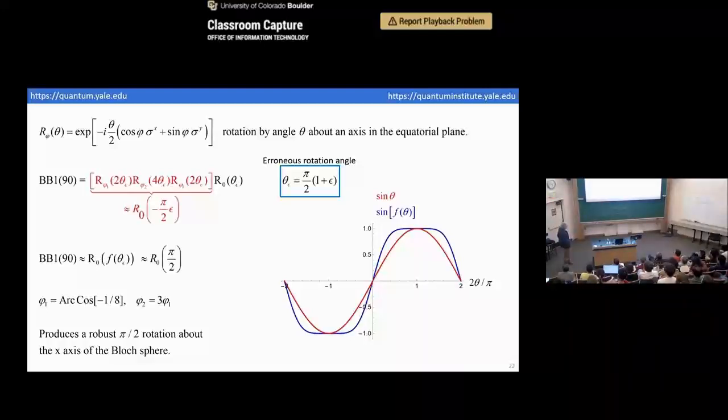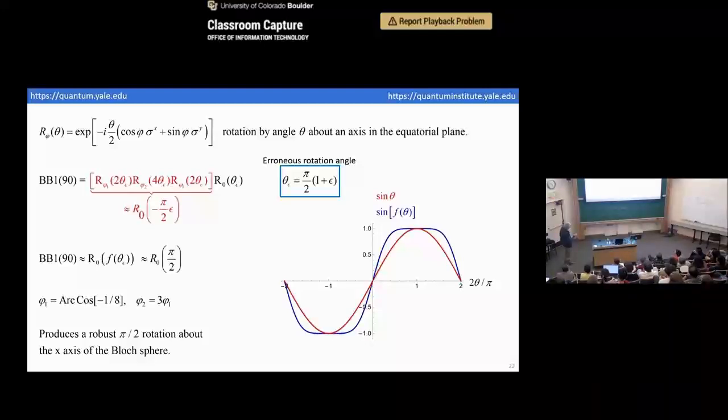Okay, so this is called the BB190 pulse that Wim Paris invented because it's a particular broadband one. It's a particular sequence he chose, and it's designed to do a 90-degree rotation. So if you put in an angle theta epsilon here, which you see on this axis 2 theta over pi. So right there is pi over 2.